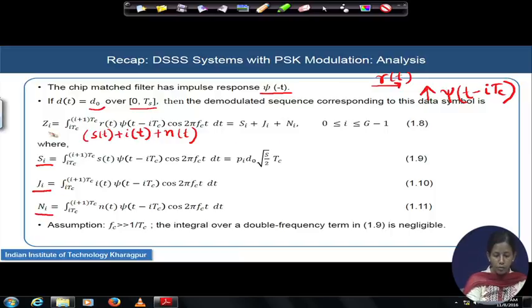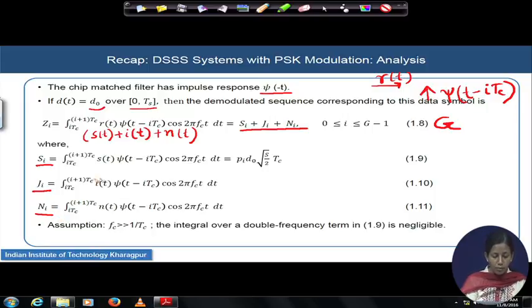So, finally, this whole expression Zi can be expressed as Si plus Ji plus Ni, where i varies from 0 to capital G minus 1, because we have a total of G samples in hand. And remember, when we compute these individual integrations, the target is to find the mean and variance of each of these parts in order to find the final Eb by the signal power to the noise power, so that we can utilize that SNR in the computation of the symbol error probability.